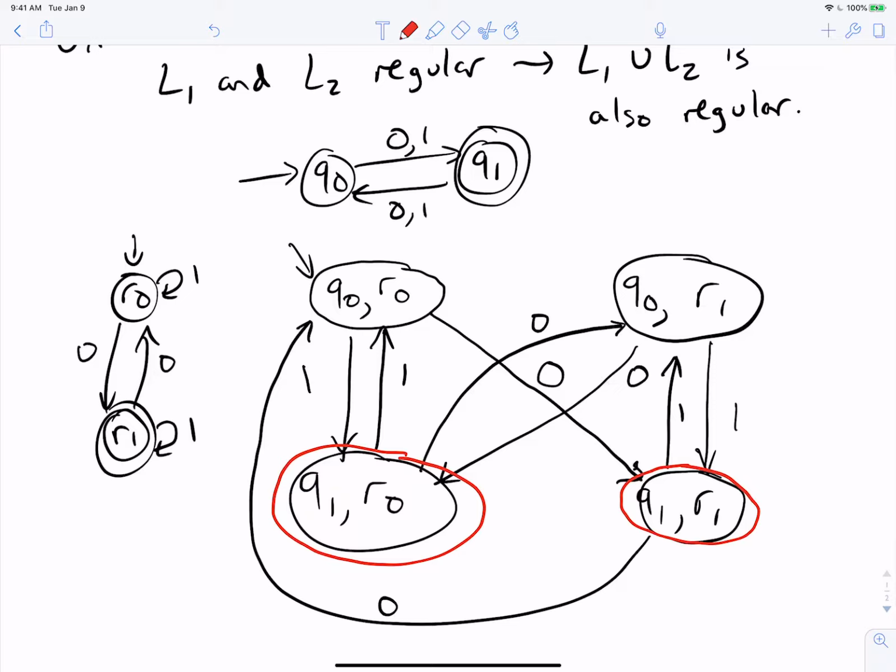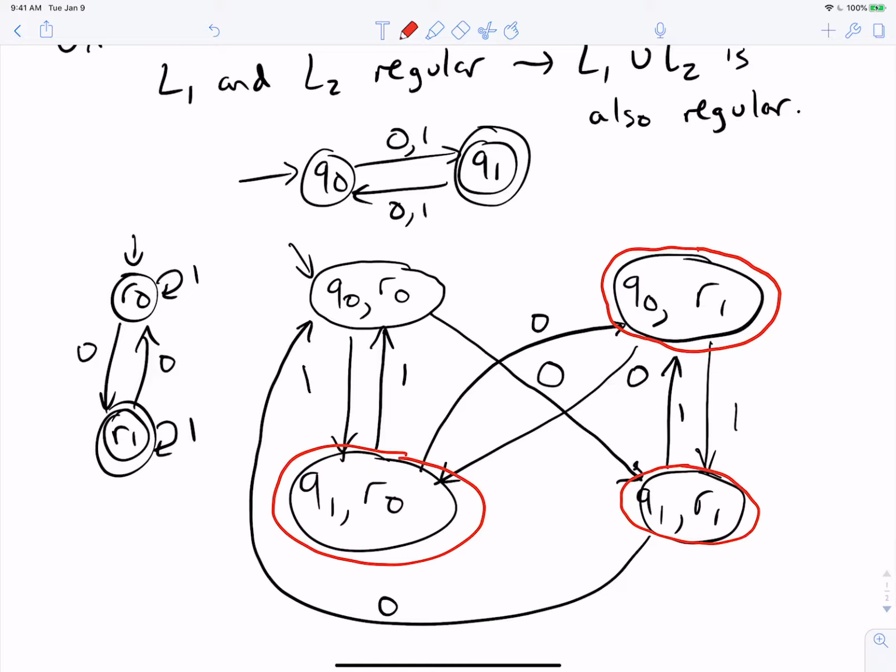What about that Q0R1 state in the top right? Should that be final too? Yeah, why? Same idea, because R1 was a final state in the original R machine. So I'm going to make that one a final state too. I'm like Oprah, and you're a final state, and you're a final state.